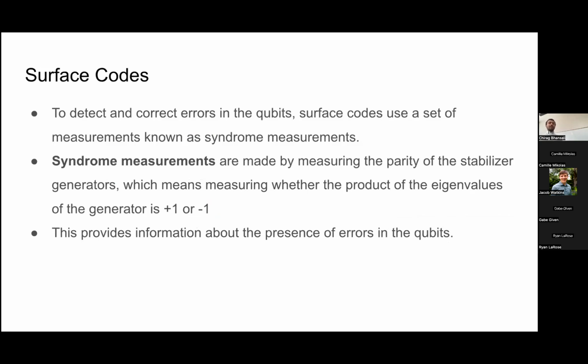So to detect and correct errors in the qubits, surface codes use a set of measurements known as syndrome measurements. The syndrome represents the error that happened in the qubit. These measurements are made by measuring the parity of the stabilizer generators, which basically means measuring whether the product of the eigenvalues of the generator is +1 or -1. These measurements then provide information about the presence of errors in the qubits.